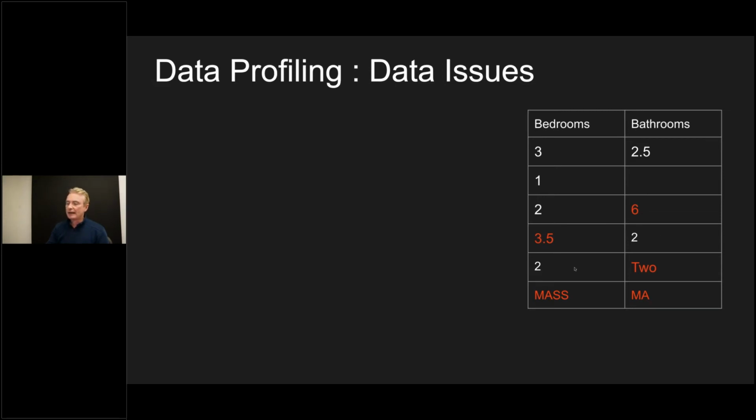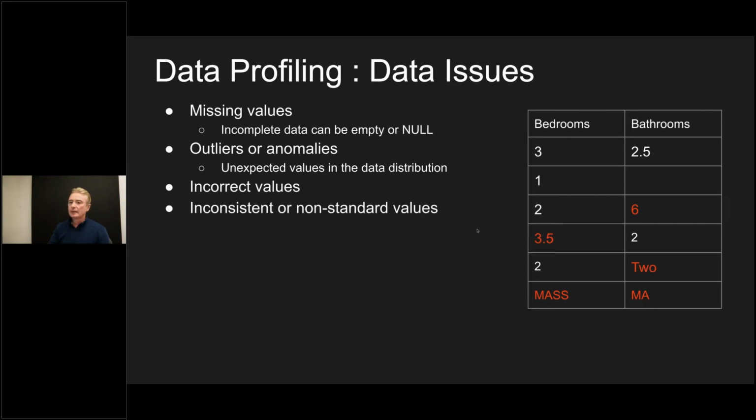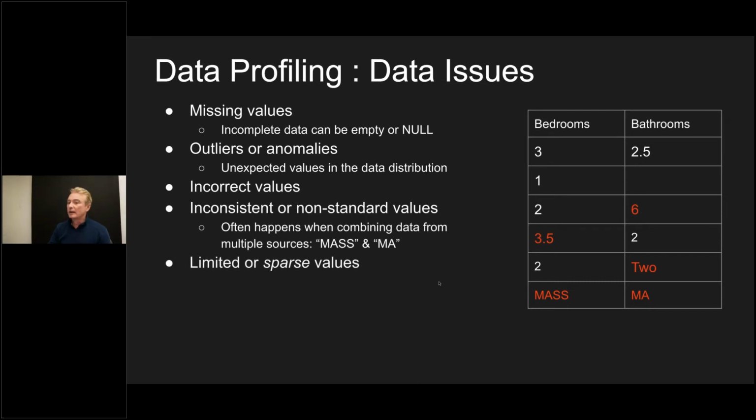Again, 3.5 bedrooms, that's 2 bathrooms, and a lot of times you run into issues like this. People are using characters to describe numerical data. Instead of saying the number 1 or 2 bedrooms, they're using letters. So you have to profile and say, okay, I'm going to have to do some transformation here. And then they may be using non-standard units. So missing values, incomplete data can be empty or null. Outliers or anomalies, like this is an outlier, 2 versus 6 bedrooms versus bathrooms. Unexpected values in the data distribution, 3.5 is definitely unexpected. Incorrect values, inconsistent or non-standard values, mass versus MA, and limited or sparse values, right?